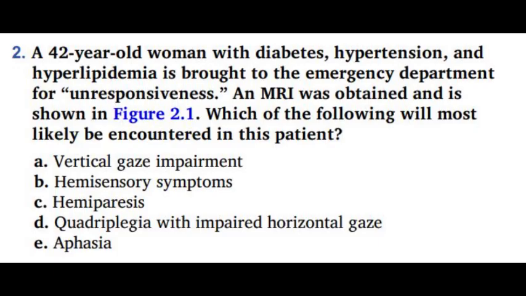Which of the following will most likely be encountered in this patient? A, vertical gaze impairment. B, hemisensory symptoms. C, hemiparesis. D, quadriplegia with impaired horizontal gaze. And E, aphasia.